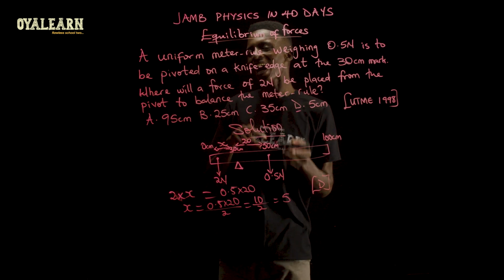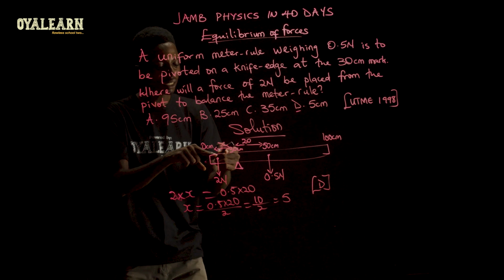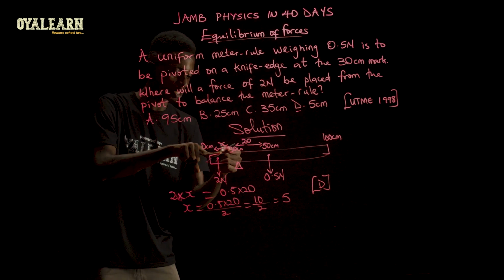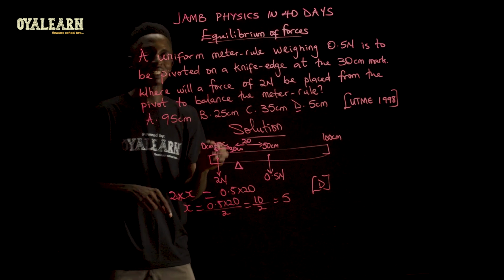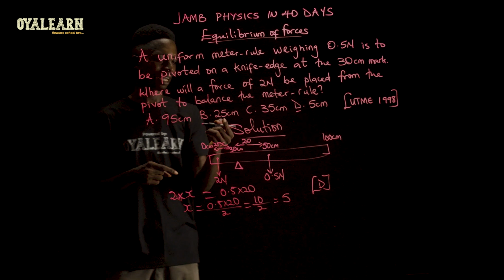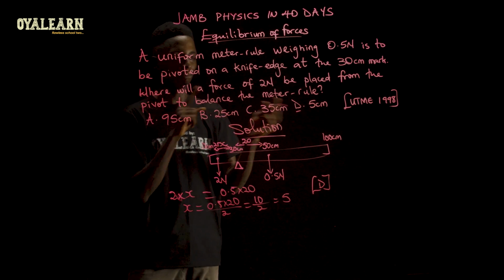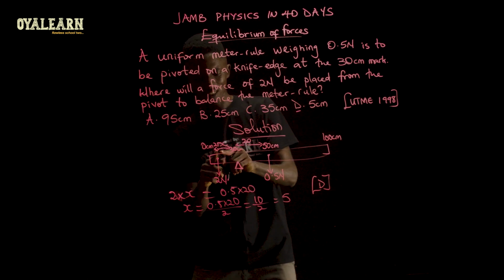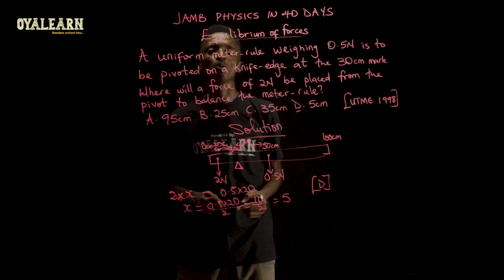However, if you were asked how far from one end would it be, you will know that this one will be 5 centimeters away, which means it will be 0.25 here. So from this end to this point is 25 centimeters. So you see the difference there. You can see that both options appear here, so get it right so that you don't mistake it. In this case, it is from the pivot, not from one end. That is why we have gone with option D.